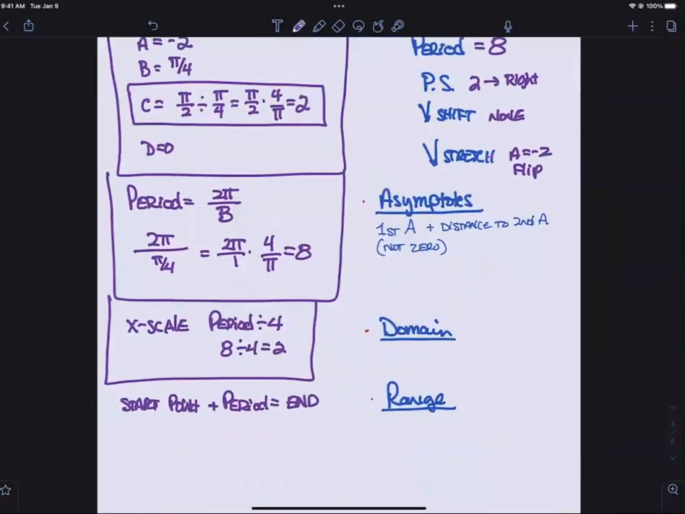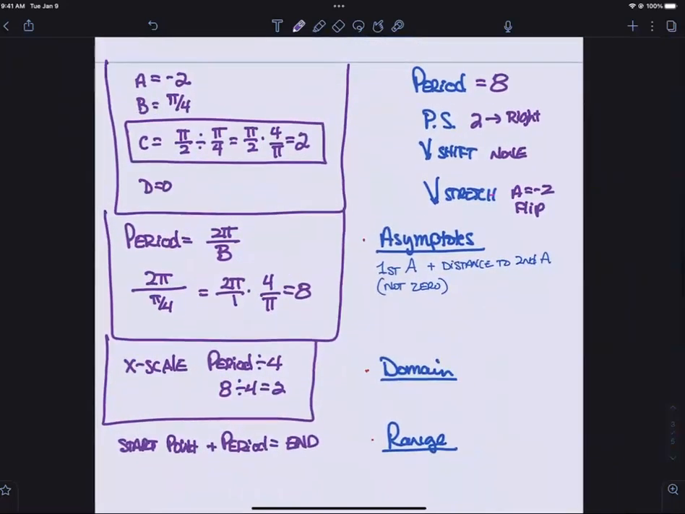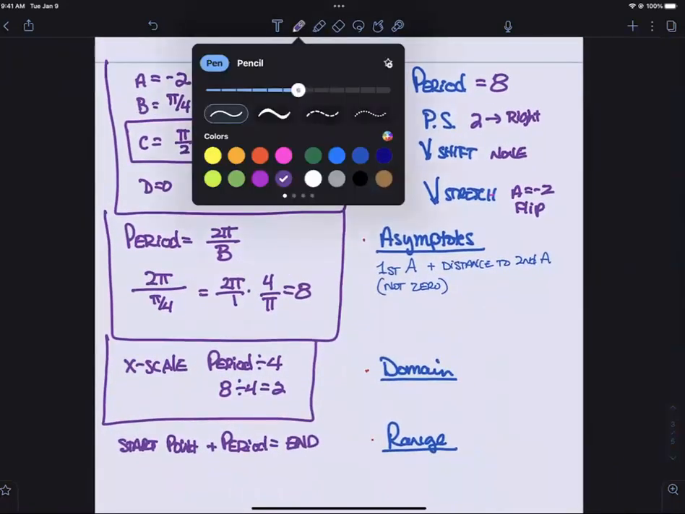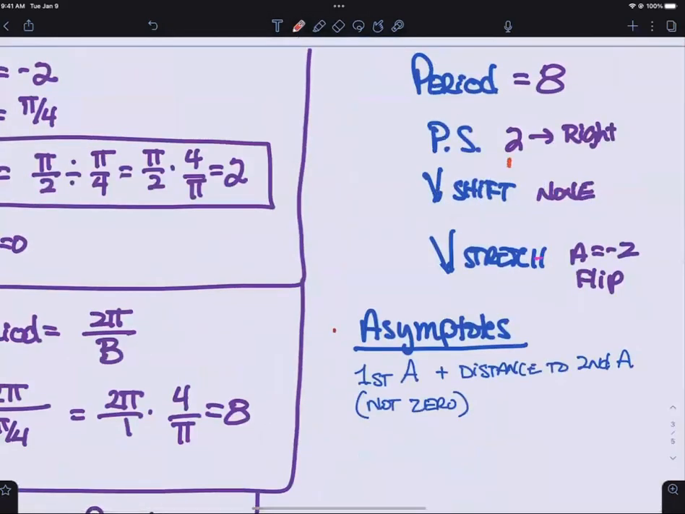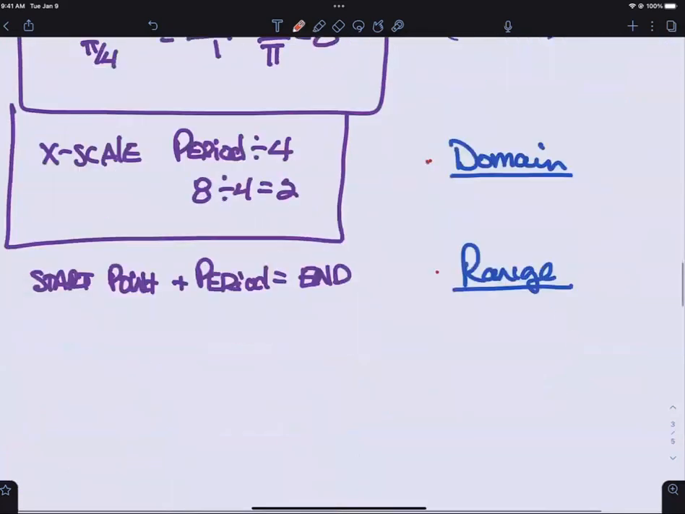So here my phase shift is 2. That means this is also your new starting point. So the phase shift is also the new start point, if you want to jot that down. This is your new start point, which is important. Okay, here we go. So my new starting point is 2. My period is 8, which means 1 cycle should end at 10. And I think those are all the players that I need.